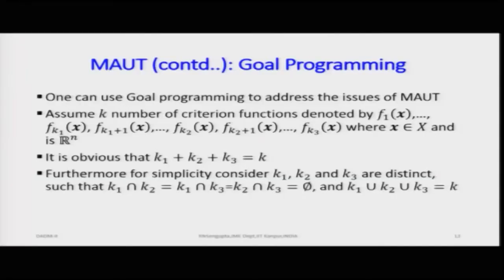So, one can use goal programming to address the issues of multi-attribute utility theory. Let us consider it this way. Assume k number of criteria functions are denoted by F1 to Fk, and you club them into different groups: F1 to FK1, then FK1 plus 1 to FK2, and another set K2 plus 1 to K3, such that the union of K1, K2, K3 is K. So, you have divided the whole set of objective functions into three groups.